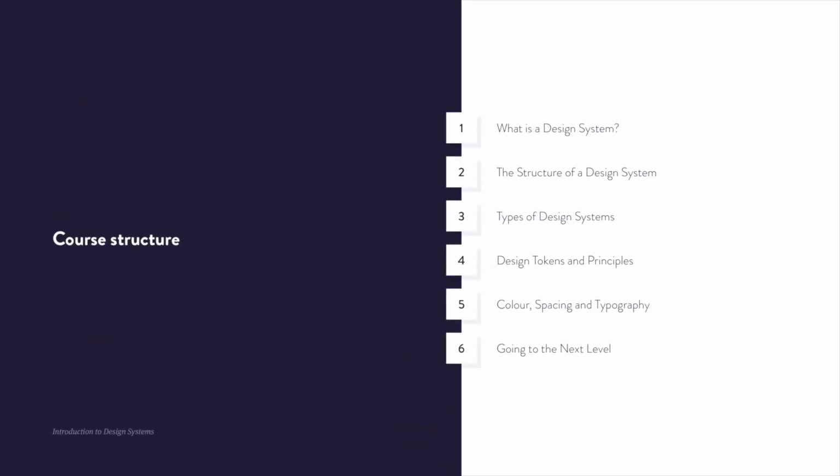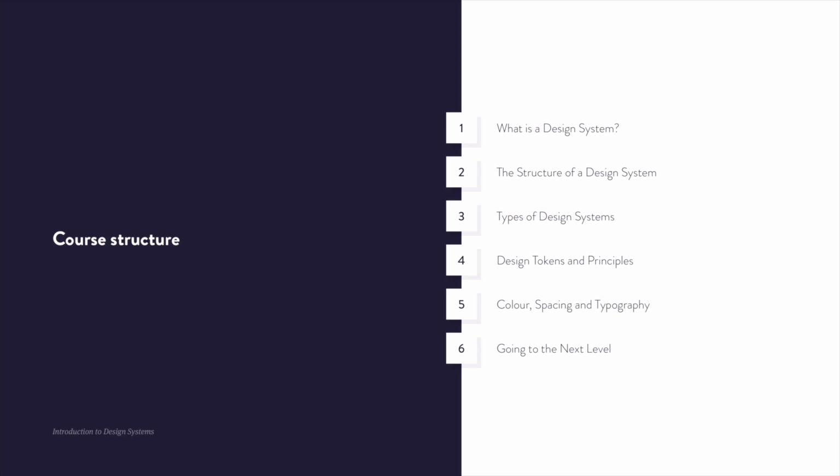this course. We'll start the first chapter with a lesson where we'll define a design system and look at a few examples. In the second lesson, we'll discuss the structure of a design system. And in the third one, we'll look at some common types of systems. The second chapter of the course starts with a lesson about design tokens and principles. These are the core components of any design system. In lesson 5, we'll discuss the most accessible starting points for any system, which are color, spacing, and typography.